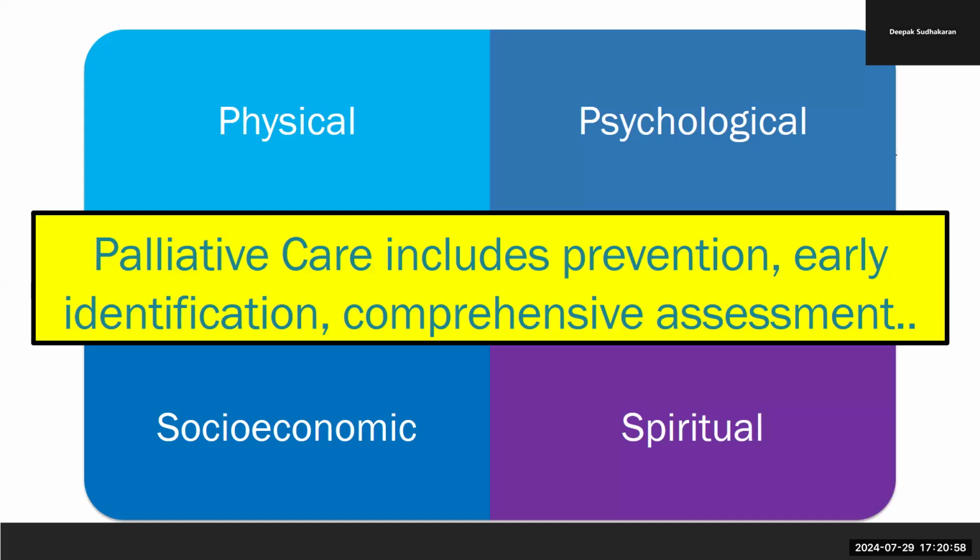So this you already know of. There are multiple dimensions. And officially, it is said that palliative care includes prevention, early identification, and comprehensive assessment of the life-limiting illness. Next slide.